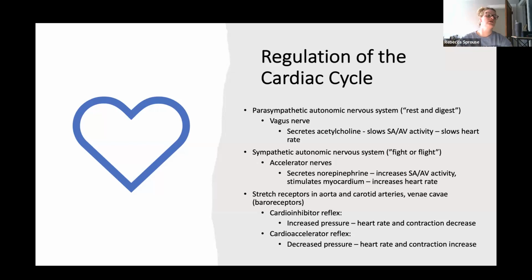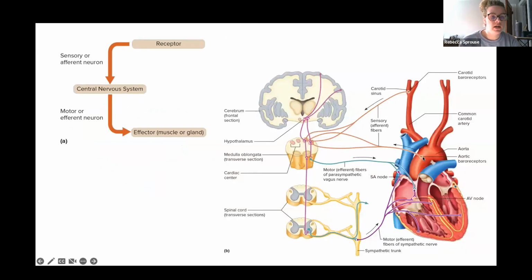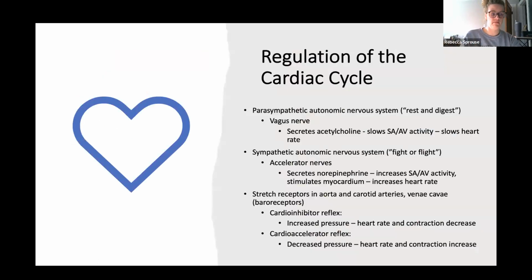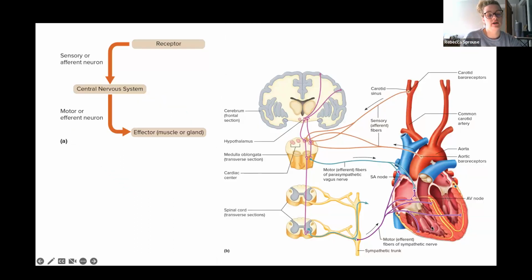So for example, let's say that your carotid baroreceptors and your aortic baroreceptors are sensing a really high blood pressure. If there's a high blood pressure in these vessels, those vessels are going to be stretched, and those baroreceptors are sensing that stretching. It's going to send a message to the spinal cord and say, hey, the pressure is way too high right now. And that's going to send a message to the SA node to tell it to decrease its rate of contraction. So here's what that looks like right here.